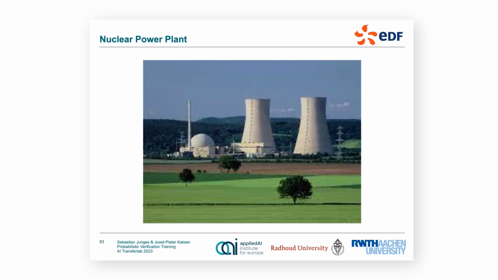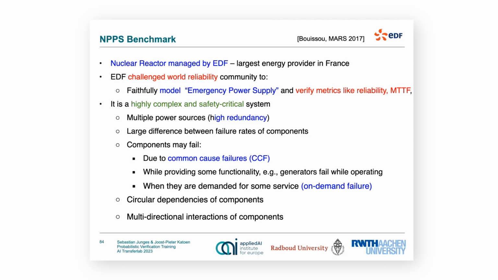The last example is an example we did together with Électricité de France, which is the largest energy provider in France. So we looked at a nuclear reactor that was managed by EDF. In particular, we looked at the emergency power supply of this nuclear reactor. There, different metrics were considered, like reliability, mean time to failure, and so on. Now, this system was presented in a paper by Boujou in 2017 as a challenge. Basically, EDF was presenting this as, here we have a challenge.